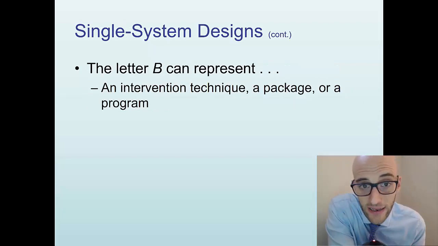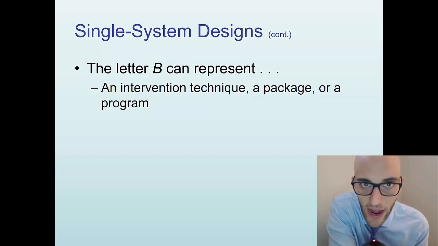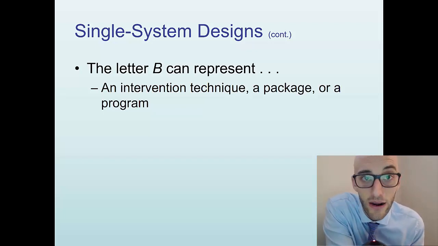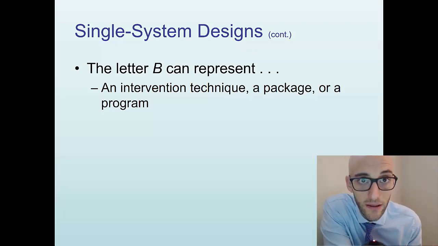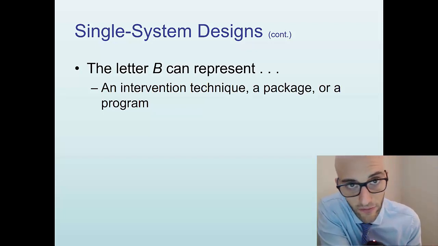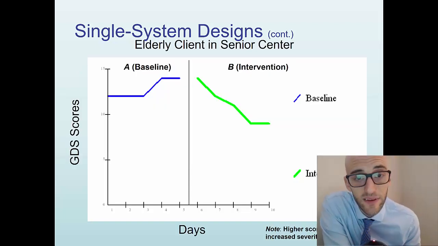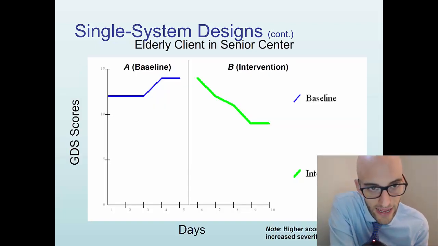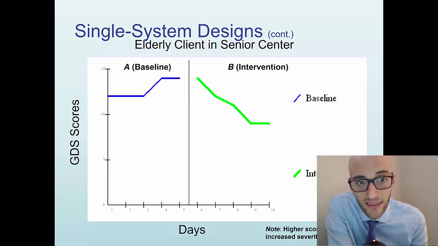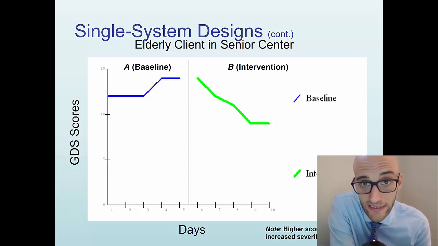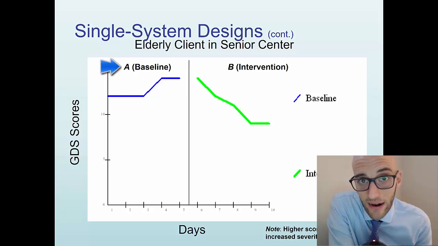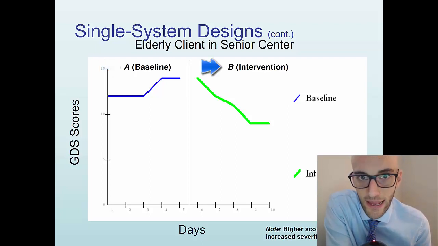With single system design, B typically indicates an intervention, a package, a program, something that's been put in place to address the client's conceptually or operationally defined problem. And hopefully it results in a quantifiable change in either their objective or subjective complaint. Okay, so within single system design here, you can see a baseline and an intervention phase. So the baseline phase is before any kind of intervention is put in place, and it's usually signified by the letter A, versus the intervention phase is indicated by the letter B.